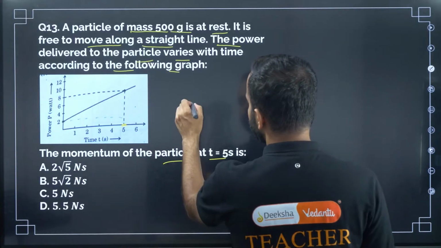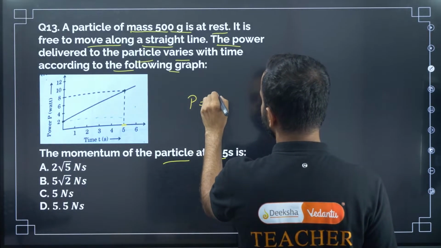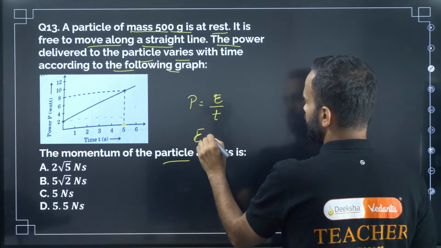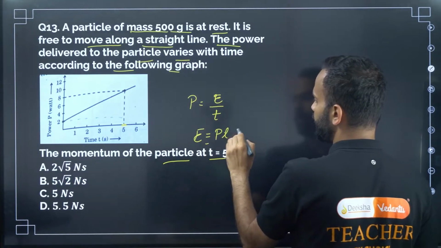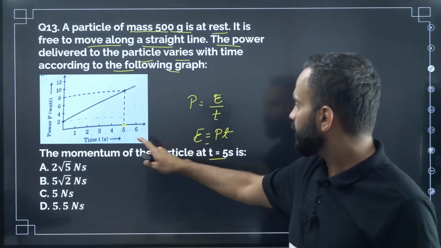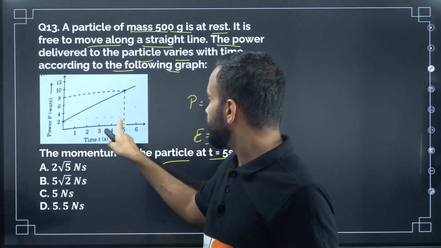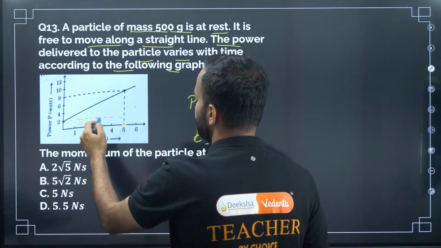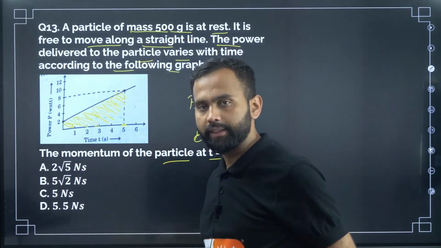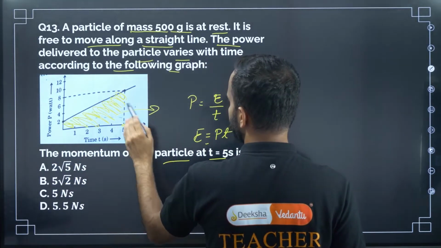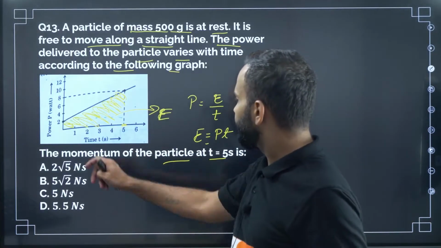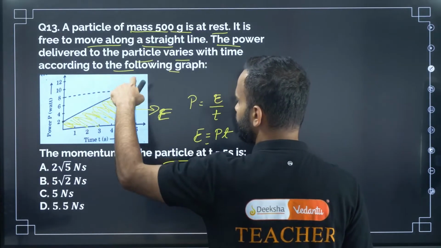We know that power is equal to energy divided by time, so energy is equal to power into time. From this graph, the area under this curve, or under this straight line, is energy. Area under this line gives us energy. So what is the area?